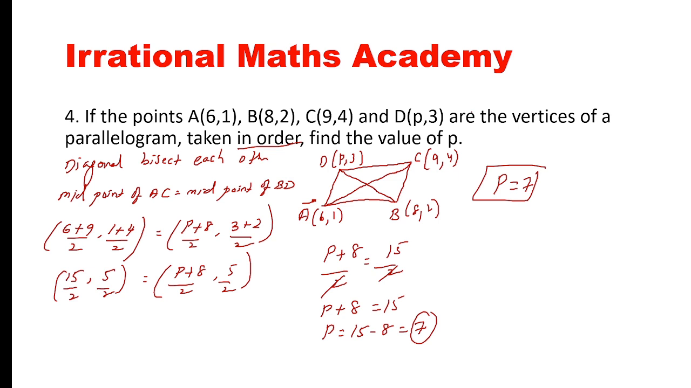So whenever you come across the coordinate geometry chapter where they are asking for one of the coordinates or one of the values, remember this property. Very, very important. What is that? Diagonals bisect each other. From that we know the midpoints of the diagonals are equal. If you use this, you can find the missing coordinate.